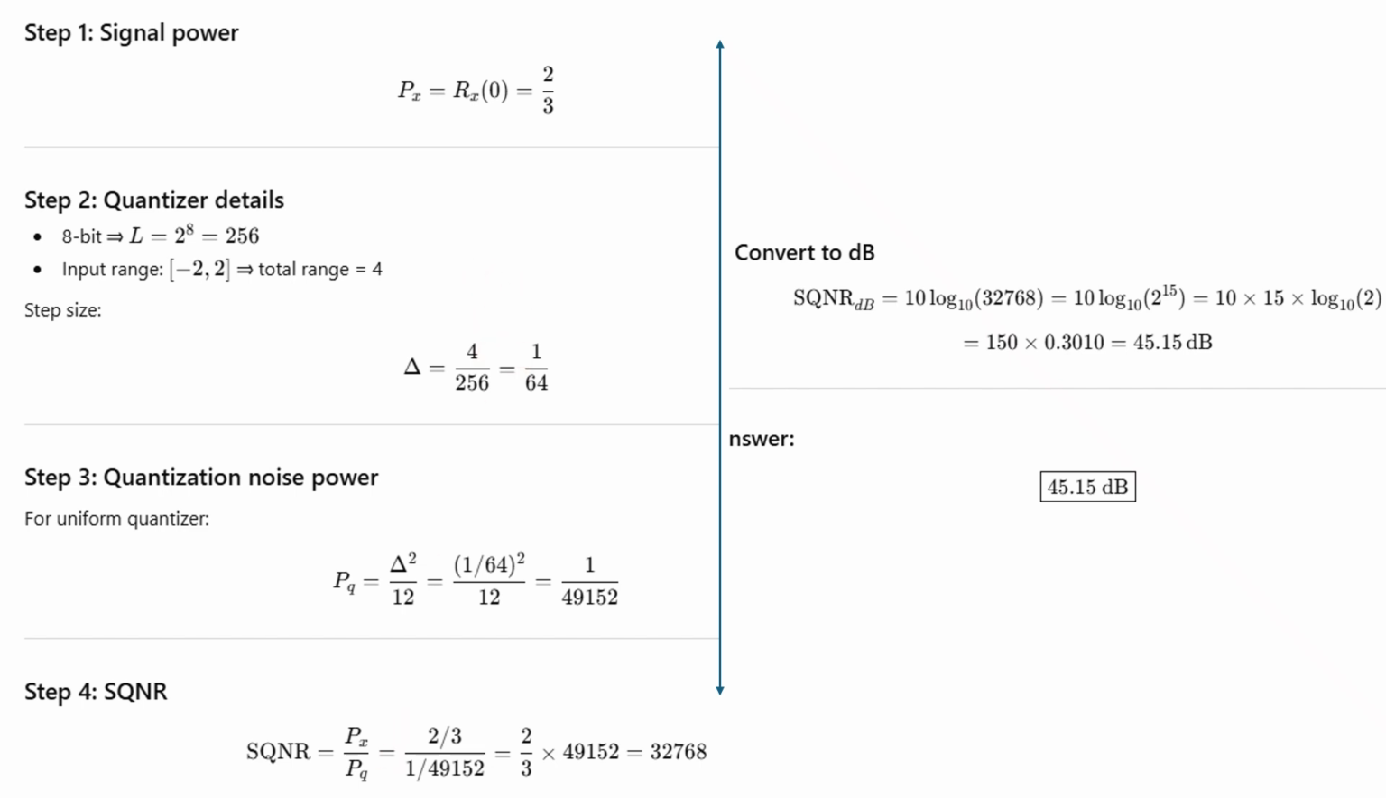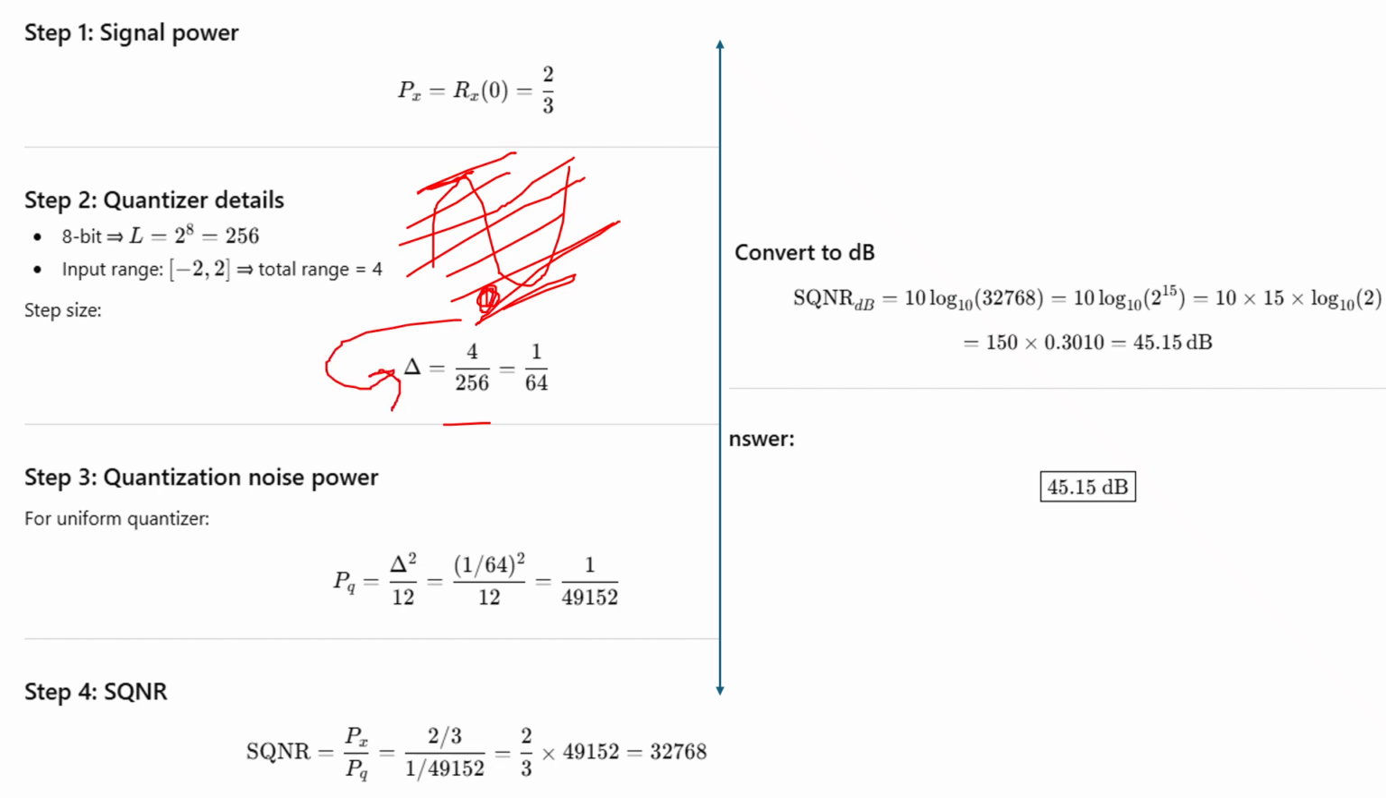Let me tell you, this is the total range, right? From here to here, this is the total range, that is equal to 4, and 256 is the number of parts into which you are dividing. You are dividing using 8 bits, meaning a total of 256 levels. So what will be the size of this one small delta? That is your step size, which will be 1 by 64. And then you have to calculate the quantization noise.